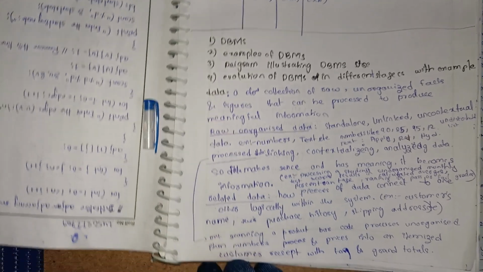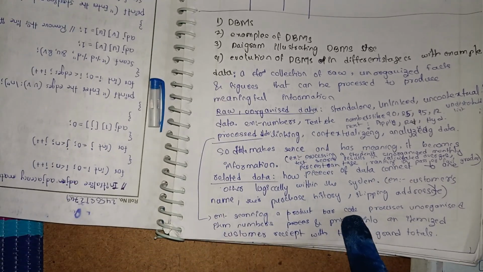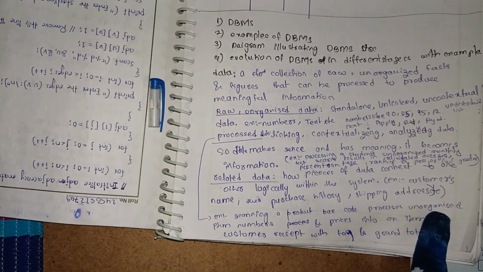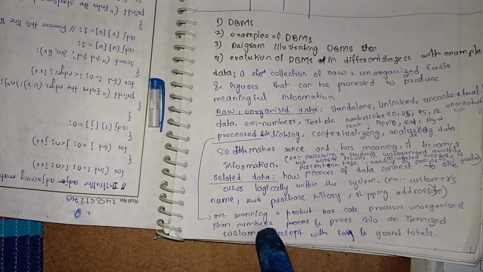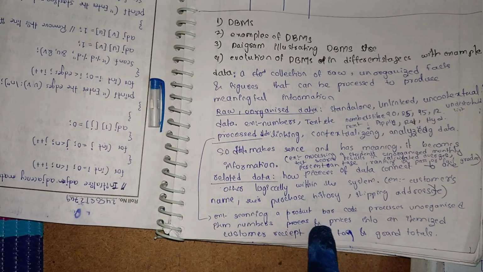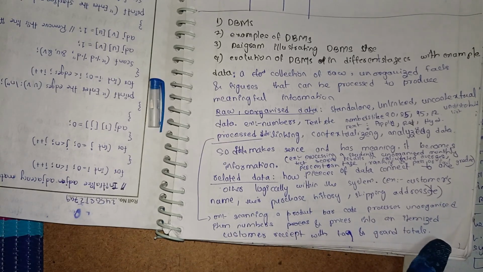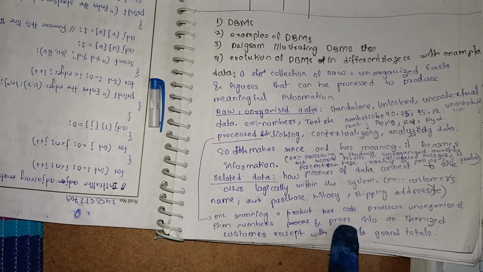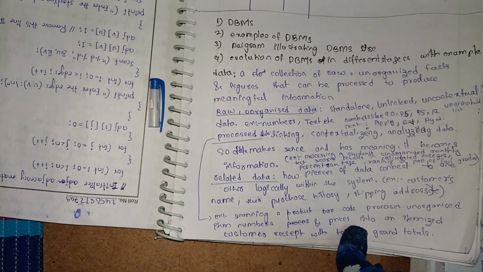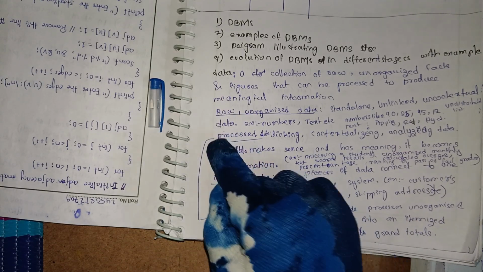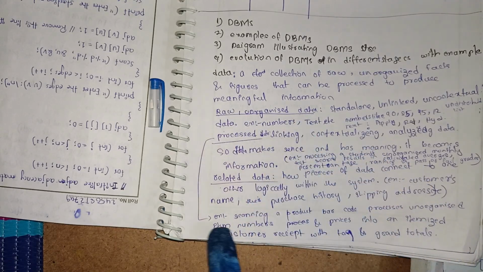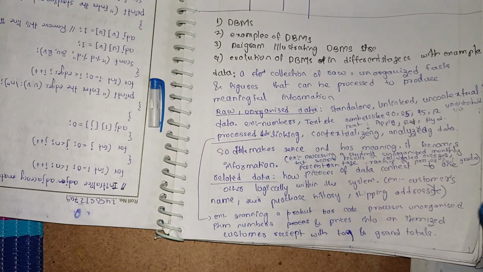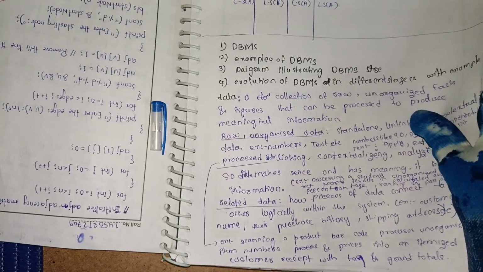So, and then another example is scanning a product barcode, processes unorganized item numbers and prices into an itemized customer receipt with tax and grand totals. Here the number of items and prices are unprocessed data, means raw and unorganized data, and tax and grand totals are processed data.